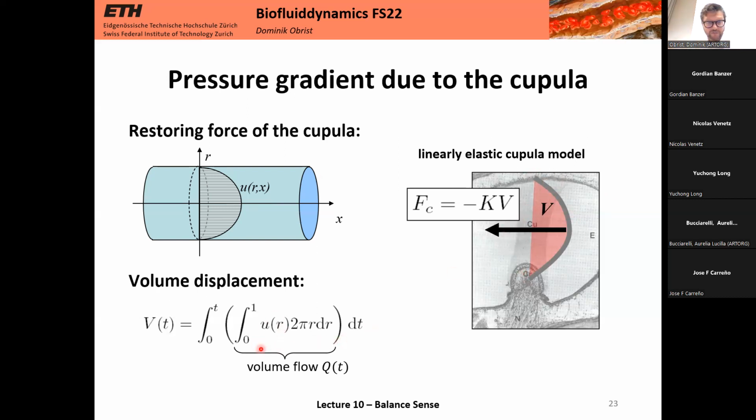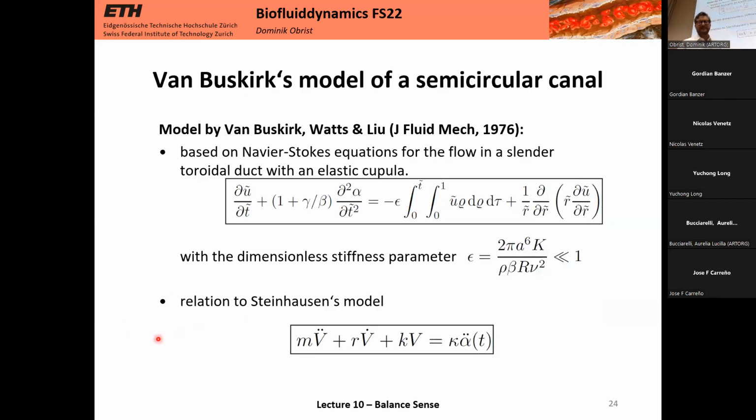How do we get the volume under the cupola? Well, we take the velocity, and since we assume a Poiseuille profile, we can assume axisymmetric flow. So this is the volume flow rate, or V dot, or Q of t. If we integrate over time, we get the volumetric displacement under the cupola. And if we put all of this together, or actually someone else did this, we end up with the model of Van Buskirk that was published in 1976. This is essentially the momentum balance, or Navier-Stokes equation, if you wish, for a semicircular canal.